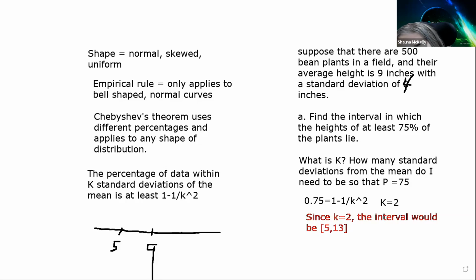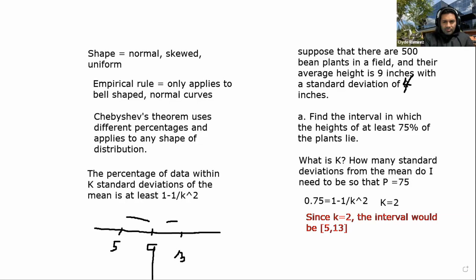But now here, K is 1, because I'm 1 standard deviation below and 1 standard deviation above, right? If I wanted to be 2 standard deviations, then I would have to be at 1 and 17. You see that? You see the difference?